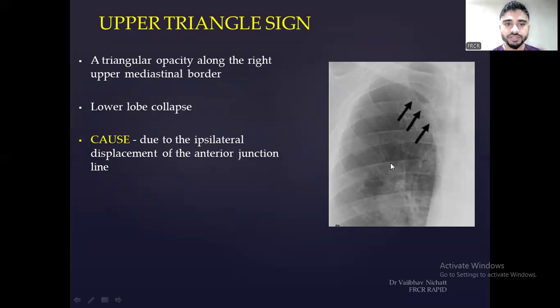So why, in lower lobe collapse, are we getting this upper triangle sign? Because of the overinflation of the right upper lobe, and because of the collapse of the right lower lobe, there is ipsilateral displacement of the anterior junction line. Because this anterior junction line is displaced ipsilaterally, that is the reason you are getting this upper triangle sign. Understood?